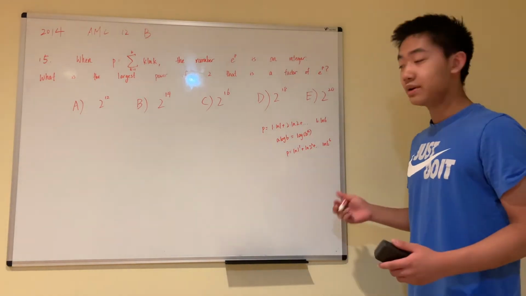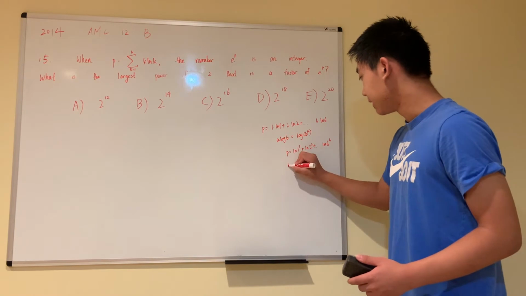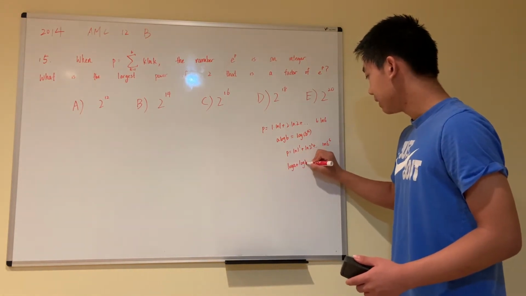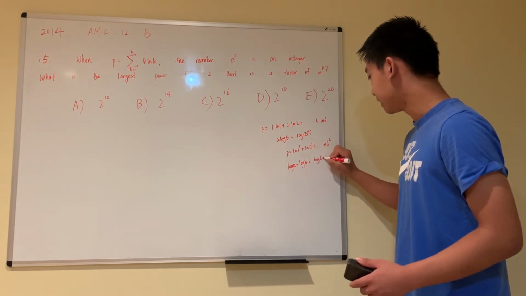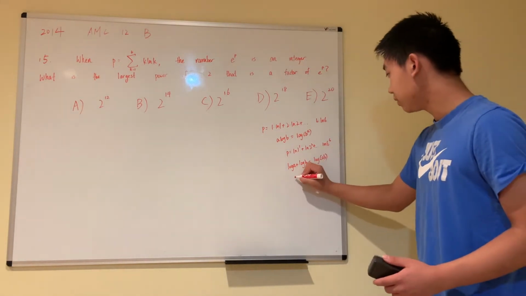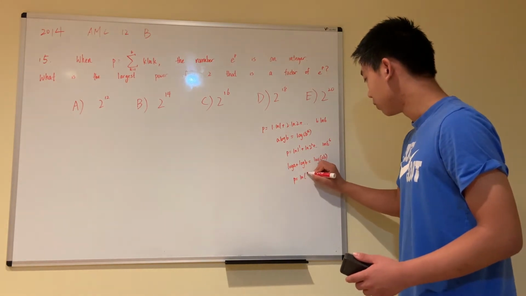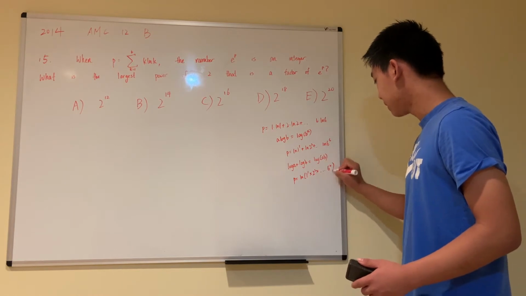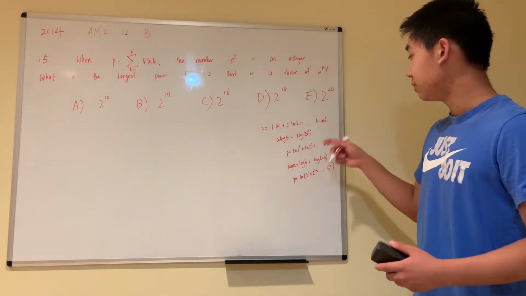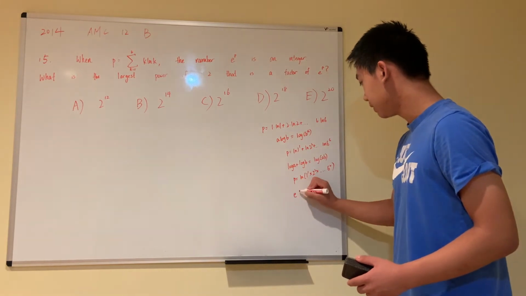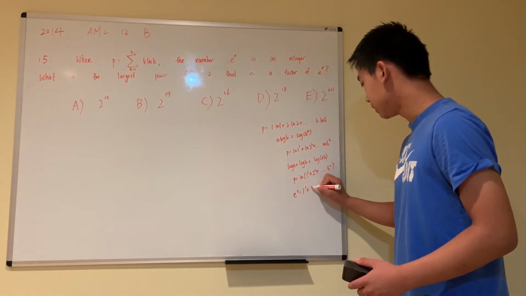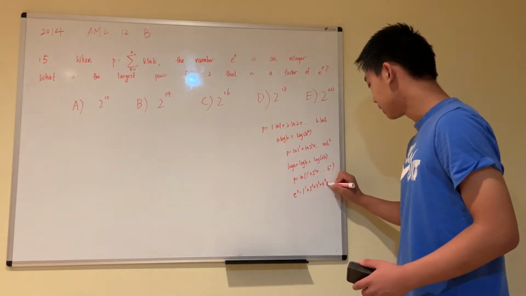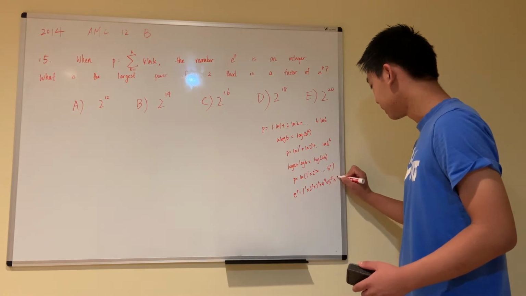There's another property of logs that we can use here. It says that log of a plus log of b equals log of a times b. If we apply this, we get p equals ln of 1 to the 1 times 2 to the 2 up to 6 to the 6. And if we raise e to the pth power, we get e to the p equals 1 to the 1 times 2 to the 2 times 3 to the 3 times 4 to the 4 times 5 to the 5 times 6 to the 6.